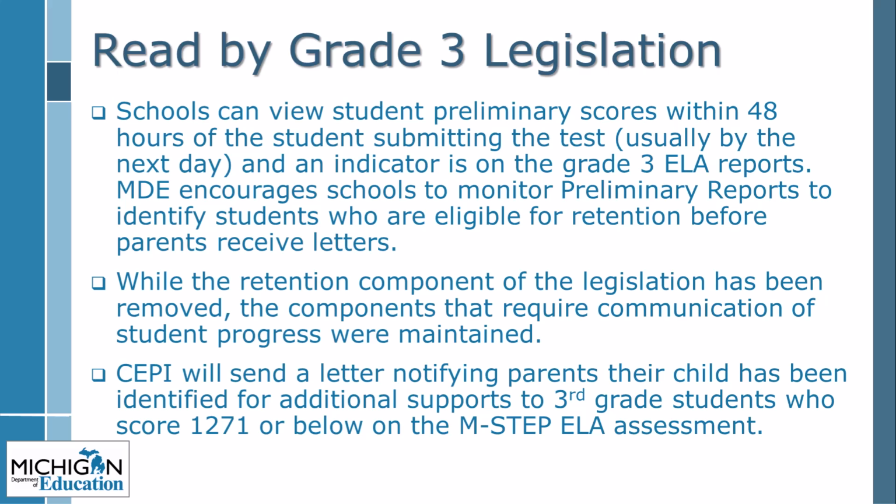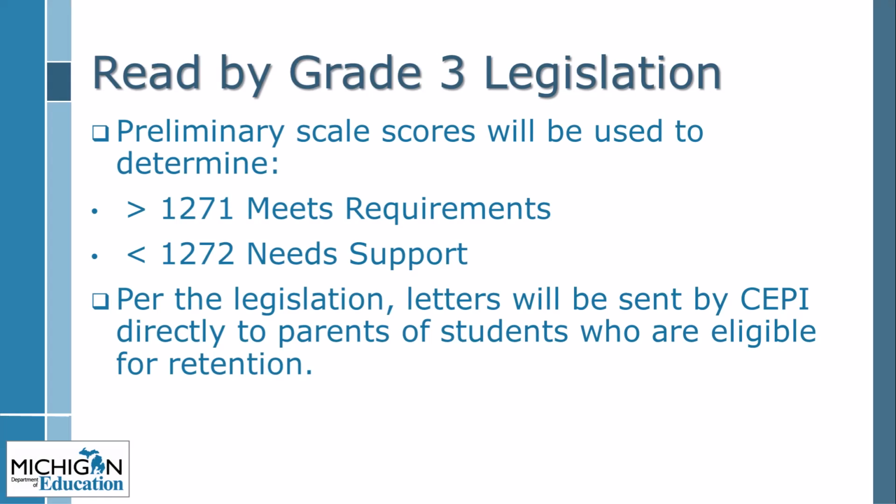We encourage you to monitor preliminary reports to identify students who need supports before parents receive letters. Preliminary scale scores will be used to determine the Read by Grade 3 indicator, which will be visible on the Grade 3 ELA preliminary reports. Preliminary scale scores include all of the machine scoreable items on the test, which for Grade 3 ELA means all of the items except the passage-based writing prompt.